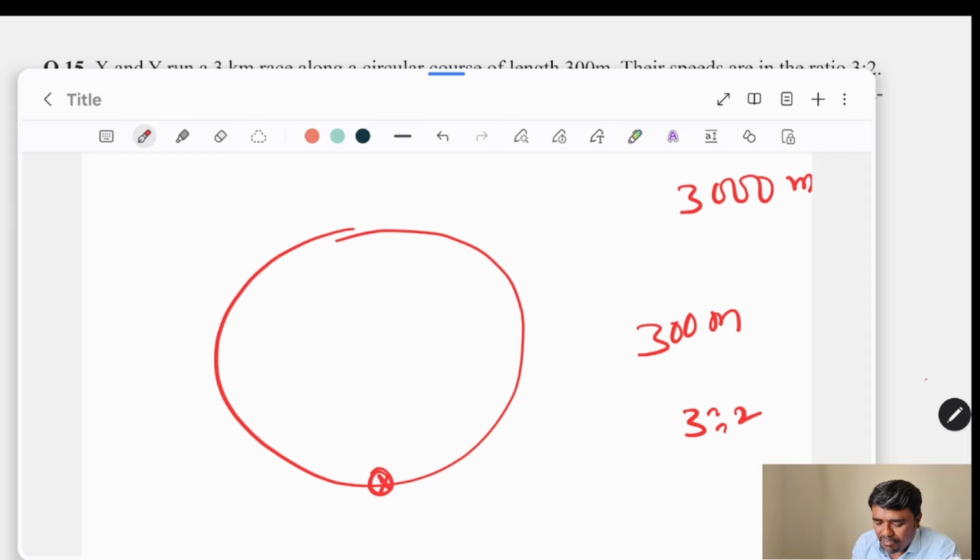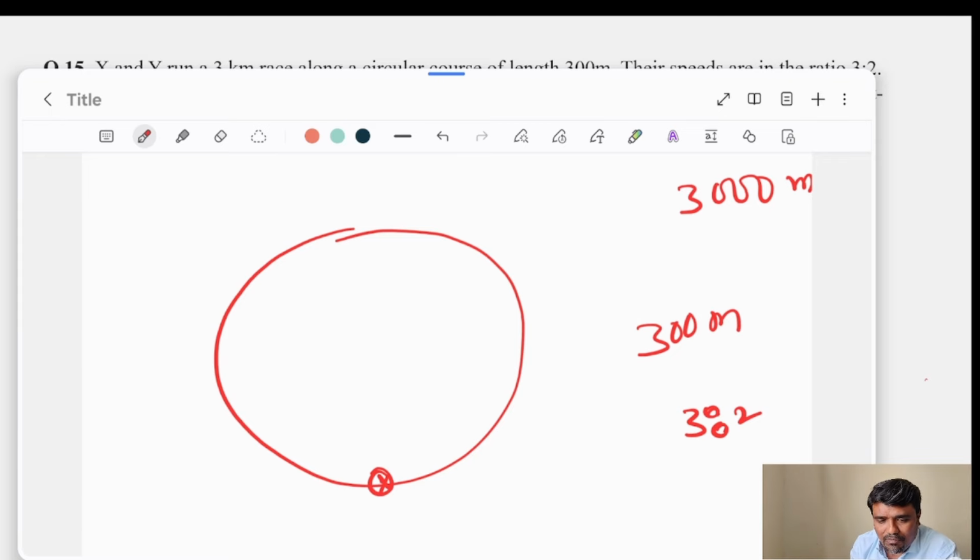Their speed ratio is given as 3 to 2. It means one person's speed is, no, it's not 3 times, it is 3 parts and 2 parts. The ratio is given as 3 to 2, simply. So obviously the one whose speed is high overtakes the other person. Then only he can complete the race fast, right? So how many times can he overtake him? Okay, that is our question.